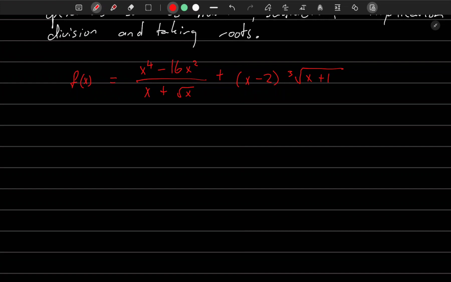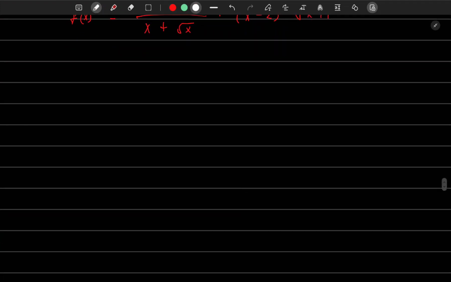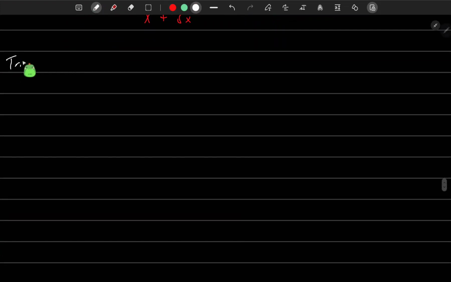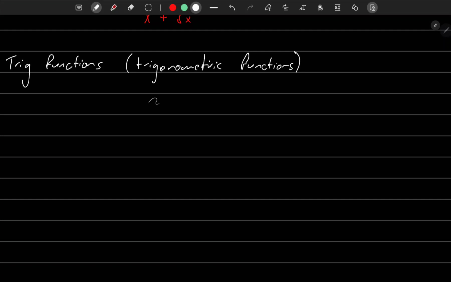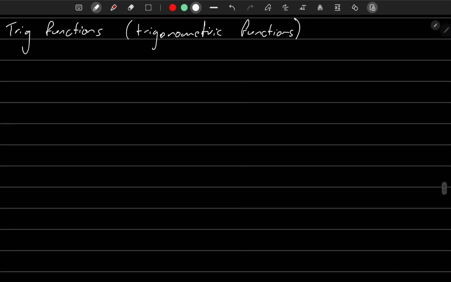The other types of functions that I want to talk about is the trig functions. So we have a family of functions called trig functions. Sorry, trig actually stands for trigonometric. Let me just put it here to say trigonometric functions. So trig stands for trigonometric functions, and we have a couple examples.